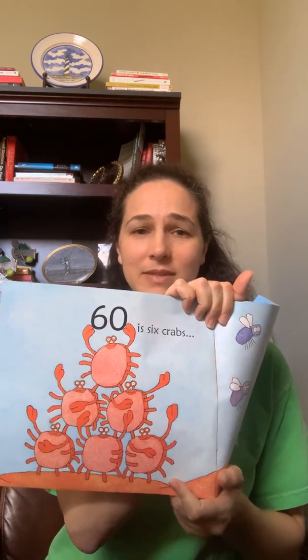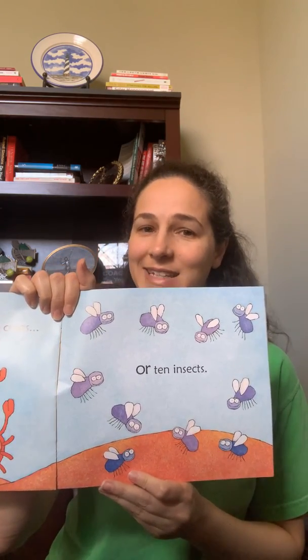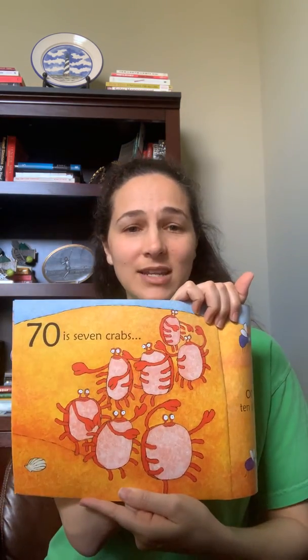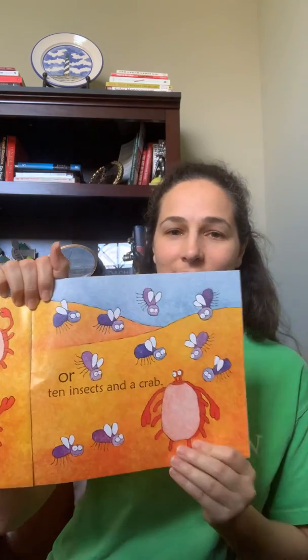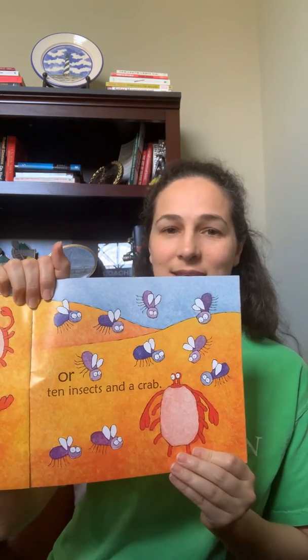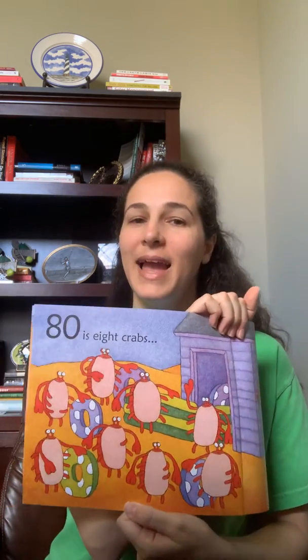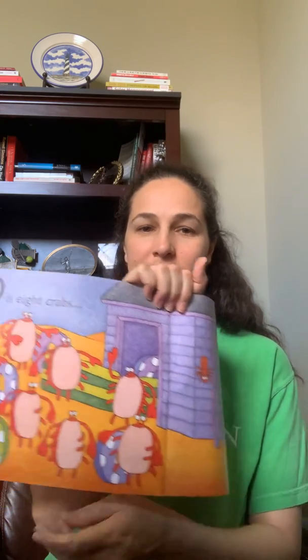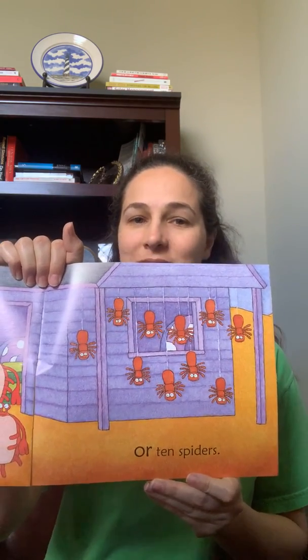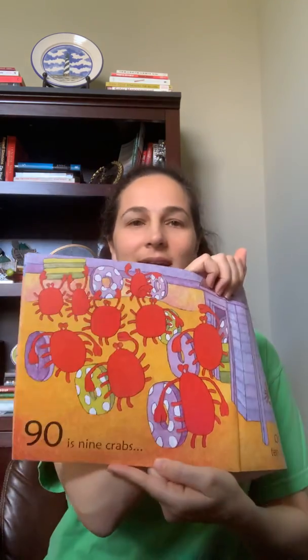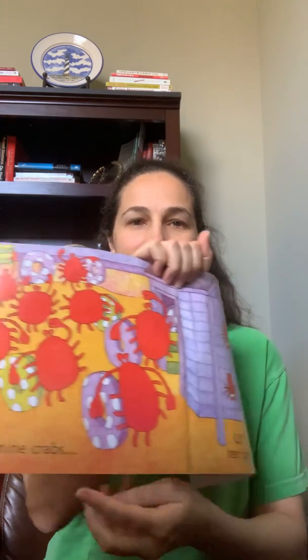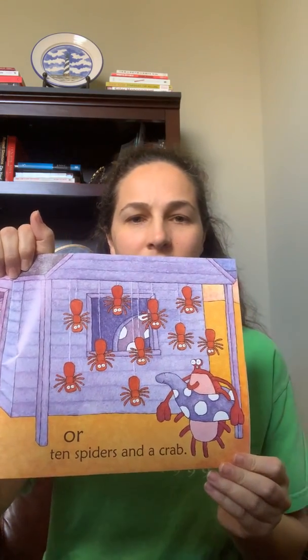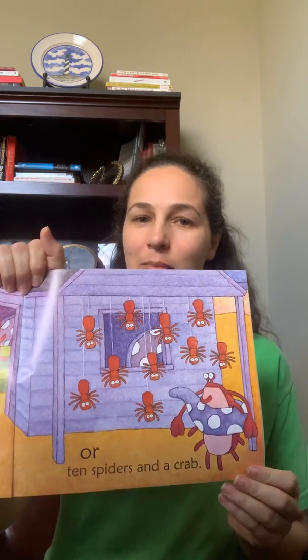60 is 6 crabs, or 10 insects. 70 is 7 crabs, or 10 insects and a crab. 80 is 8 crabs, or 10 spiders. 90 is 9 crabs, or 10 spiders and a crab.